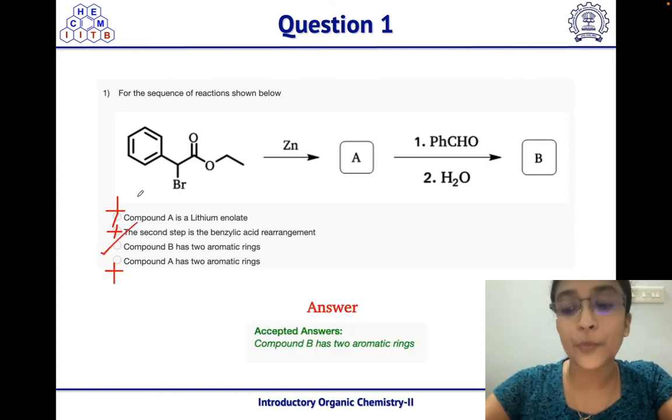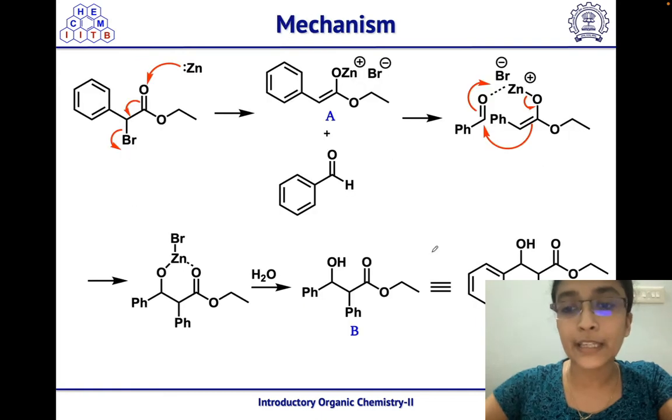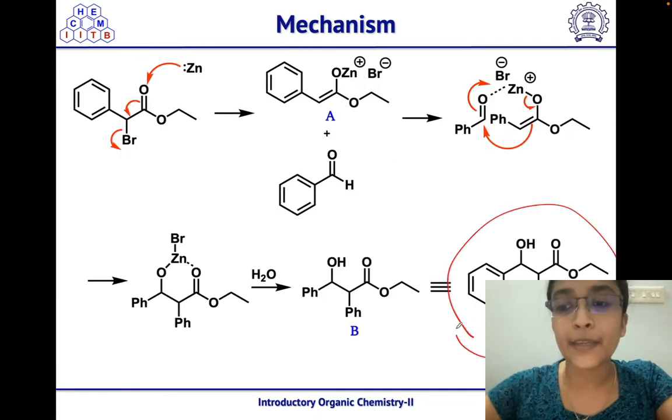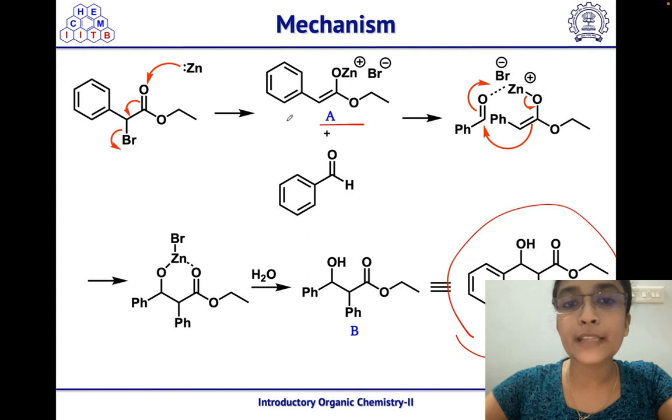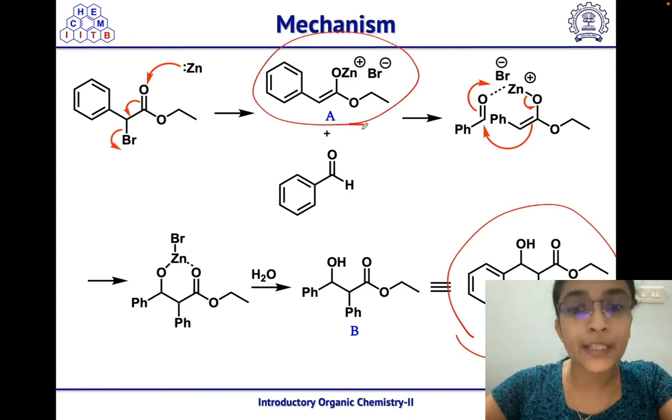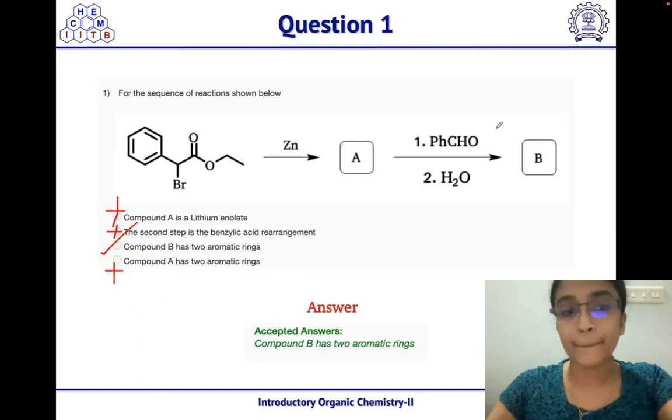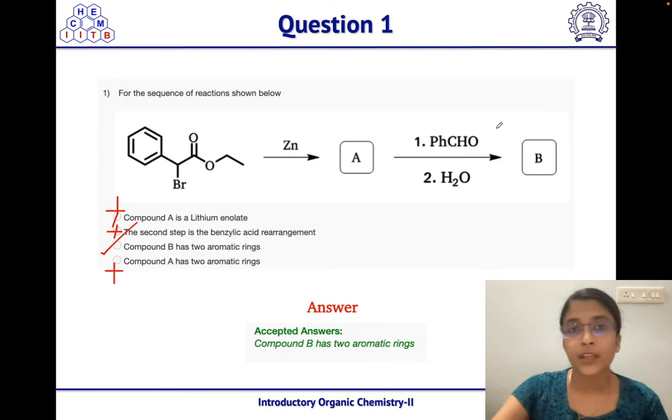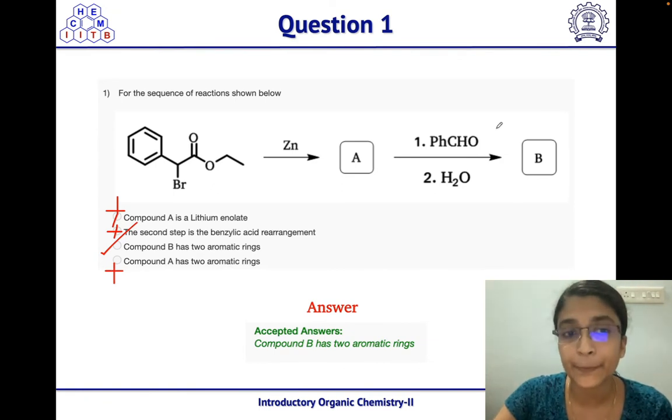Compound B has two aromatic rings, as we have seen in the mechanism here. Compound A has only one aromatic ring, and compound A is not a lithium enolate, and this is not a benzilic acid rearrangement. It is an aldol condensation kind of reaction. Is this clear? Is question 1 clear to everyone? Yes, clear, ma'am.